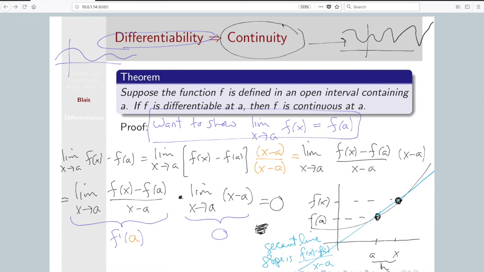And this is the formal proof that shows us that if a function is differentiable at a point, it also has to be continuous at that same point. The other way around is not true. Continuous functions can have these corners and cusps. At those places, you don't have a tangent line existing. And so you have the function not being differentiable.